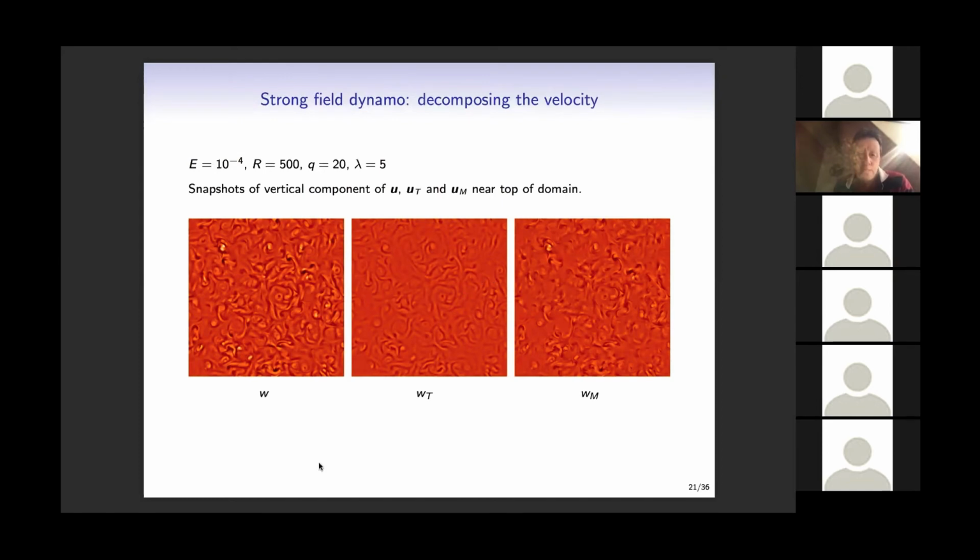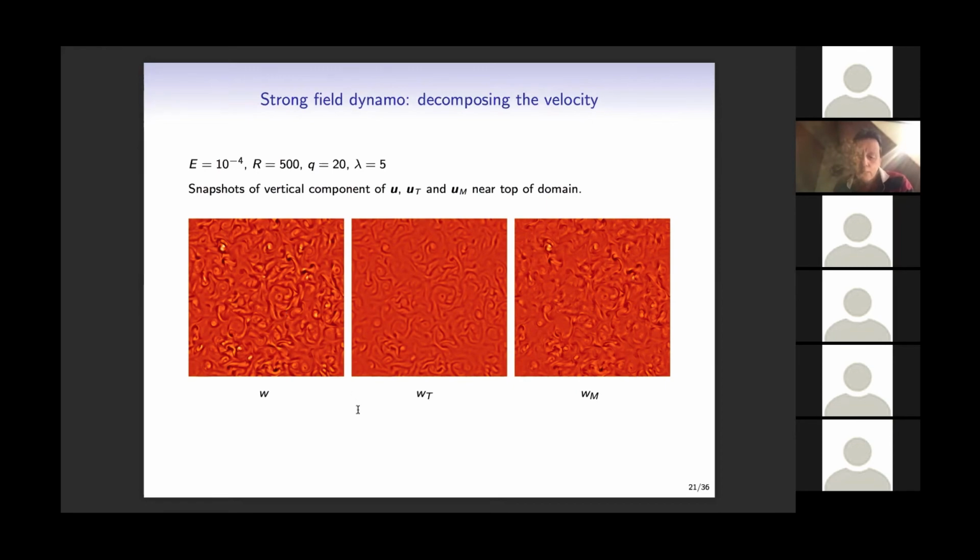Okay, so this is the decomposition: the full velocity, the thermal velocity, and the magnetic velocity. And you can see that it's a bit of both, right? This is the full velocity, and you can see features in thermal and magnetic, which leads to the full velocity.